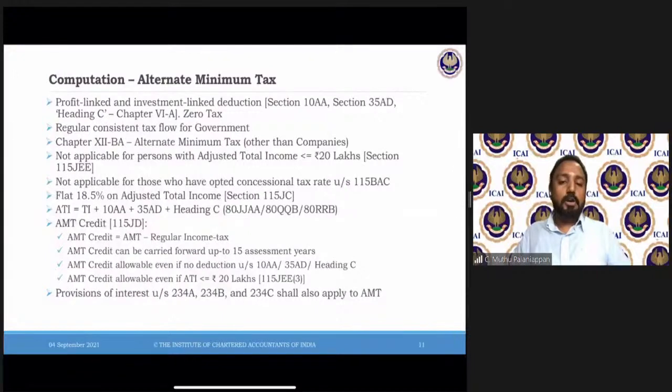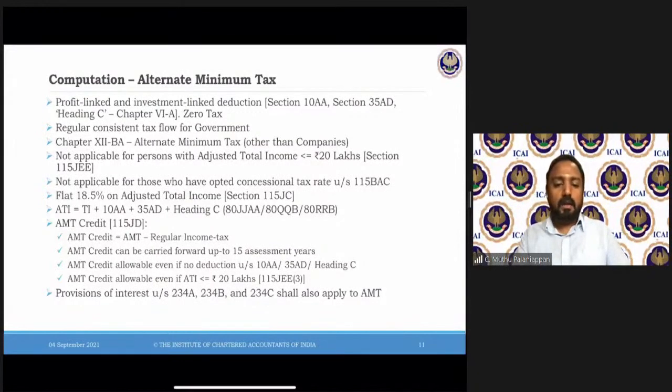So next, moving on, we'll discuss finding out alternate minimum tax. So we were talking about alternate minimum tax, and we said we'll be discussing it in detail in the subsequent slides. Before alternate minimum tax, yeah.